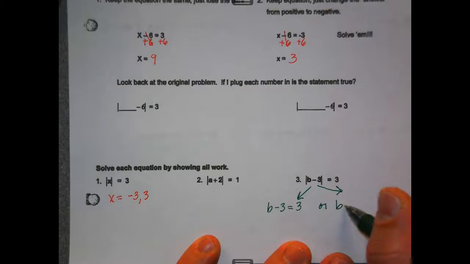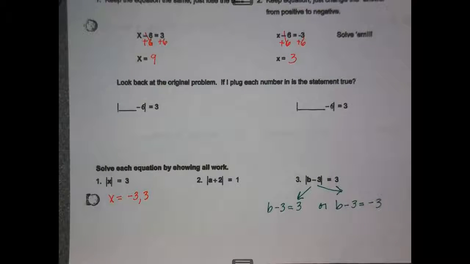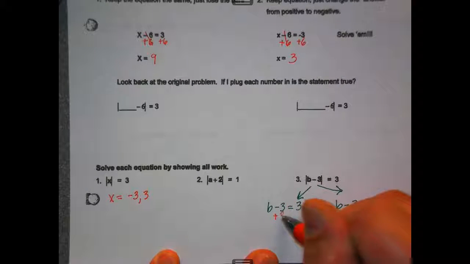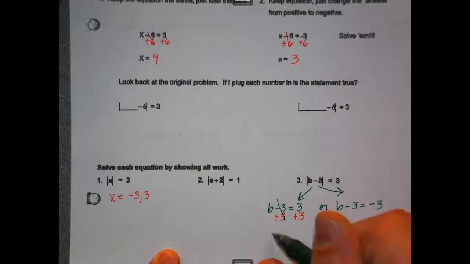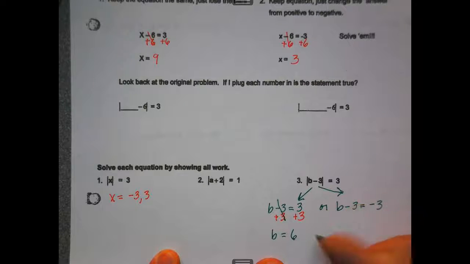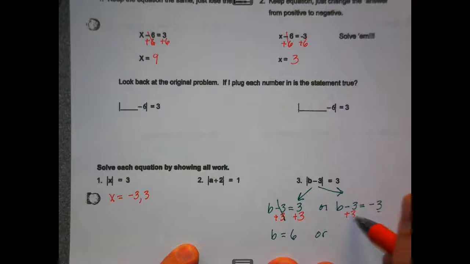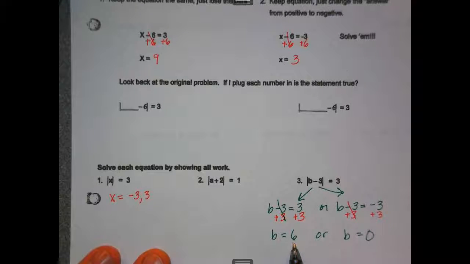Take what's inside and the opposite of 3, and solve each one of these. So I'm going to add 3 to both sides. So b can equal 6, or add 3, add 3, b can equal 0. So you're going to end up at the point either 6 or the location point 0.